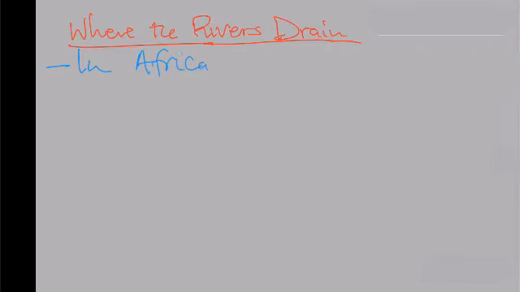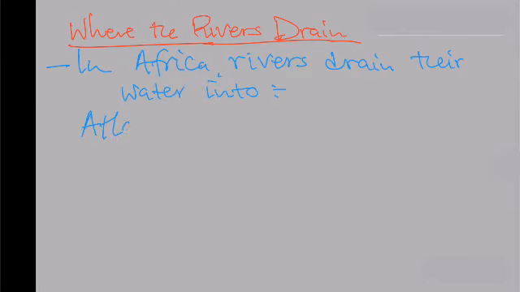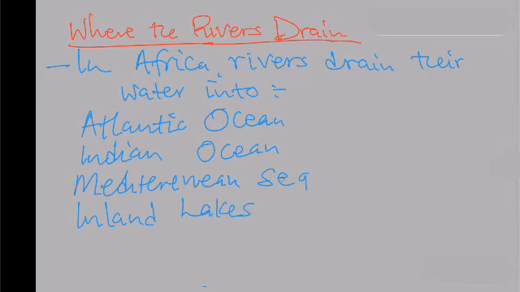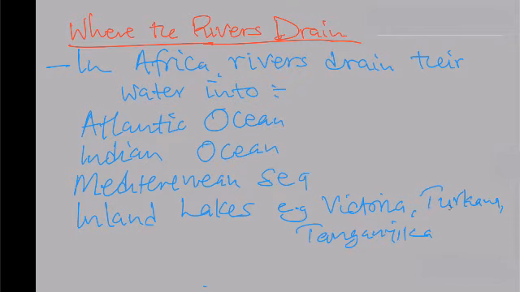So rivers in Africa, of course, drain their water, some into the Atlantic Ocean, others into the Indian Ocean. We have those that drain their water into the Mediterranean Sea. We also have the inland lakes. Of course, the inland lakes are like any other lake, like Lake Victoria, Tanganyika, Turkana. And then we also have those which drain their water into the swamps.